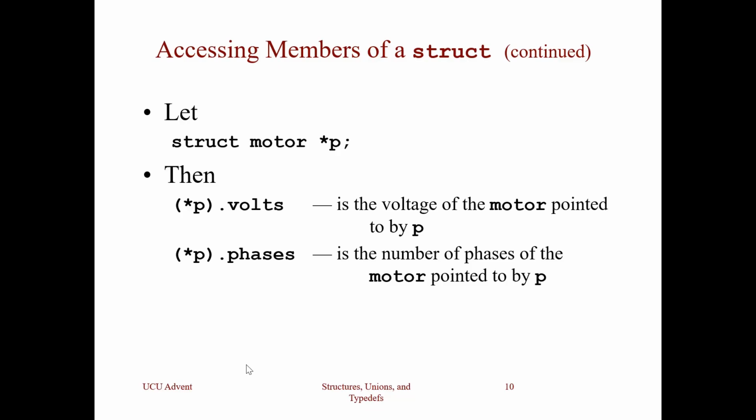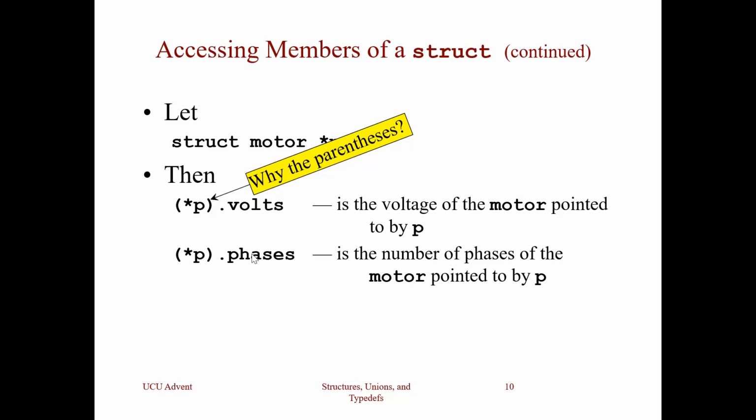So for using a pointer, where you have a structure called motor and a pointer, you have to put the pointer inside the brackets, then the name of the variable in the structure, and do that as it is shown.